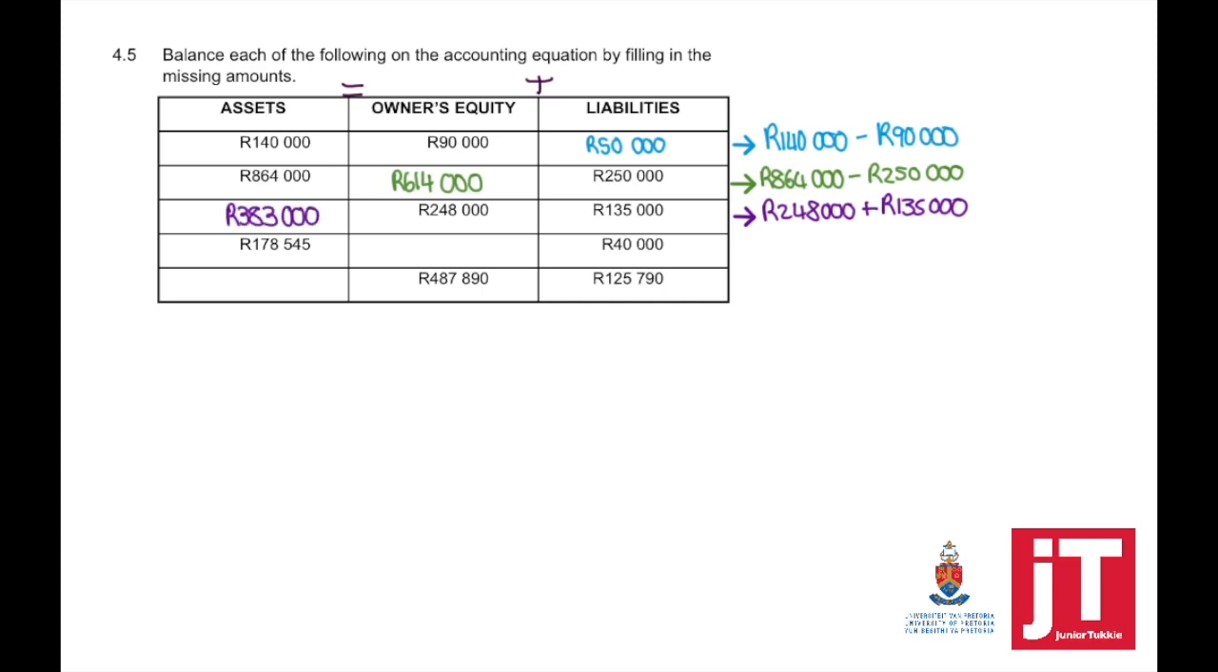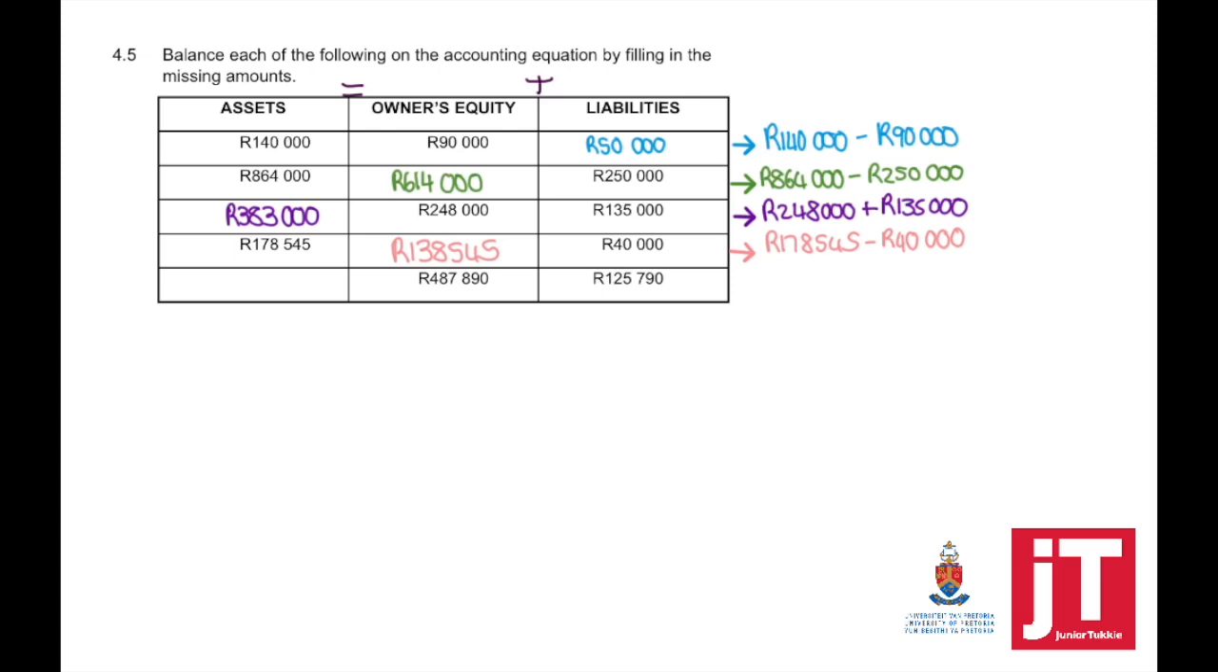That will equal my total assets. Again, the left-hand side of the equation must be equal to the right-hand side of the equation. Next one. To find out our owner's equity, we need to take the difference, which means 178,545 minus our 40,000. If I add those two together, it should equal your total assets. It cannot exceed the total assets.